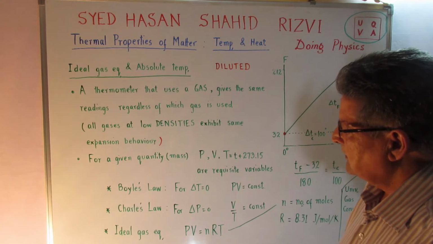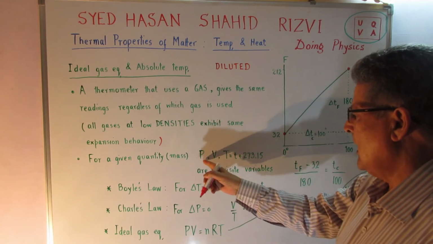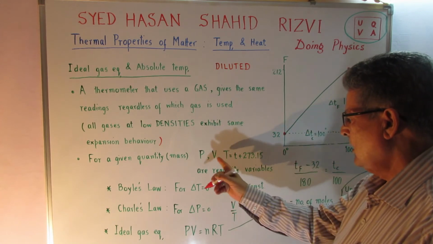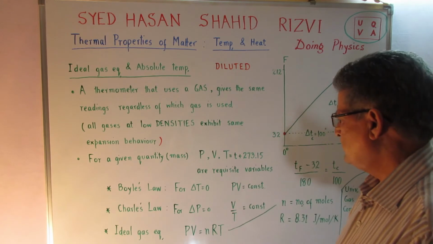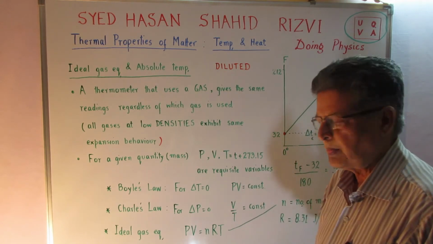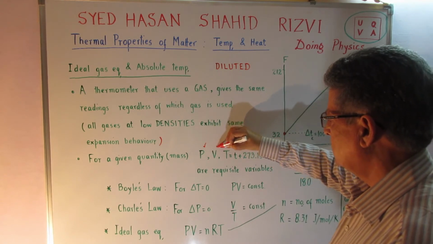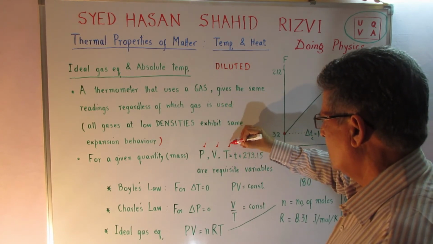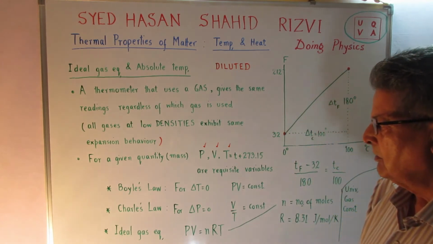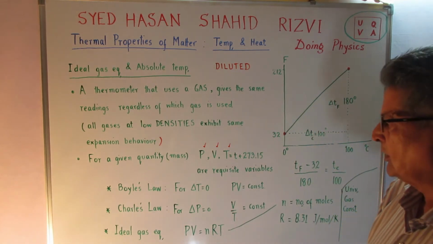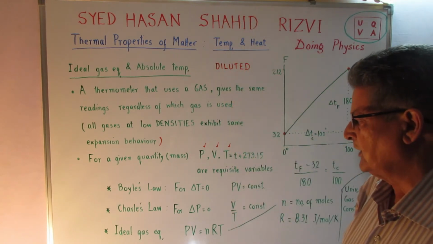Now, there are certain parameters, which are pressure, volume, and the absolute temperature in Kelvin. These are the variables, the factors which define a given mass or a given quantity of an ideal gas, which is mostly a diluted gas.